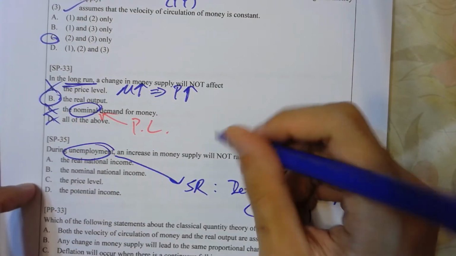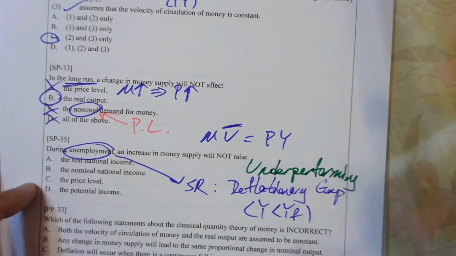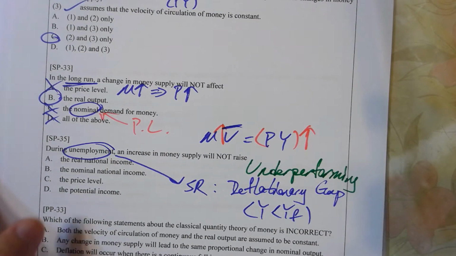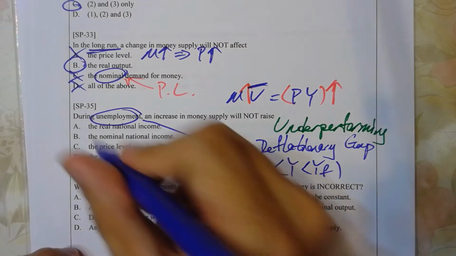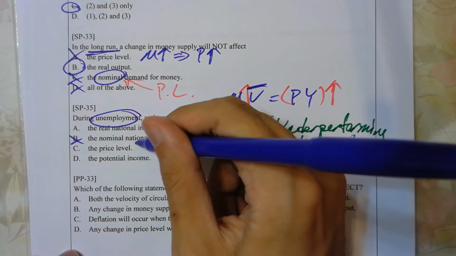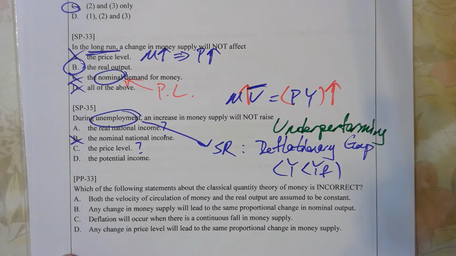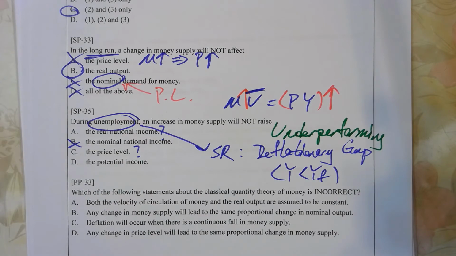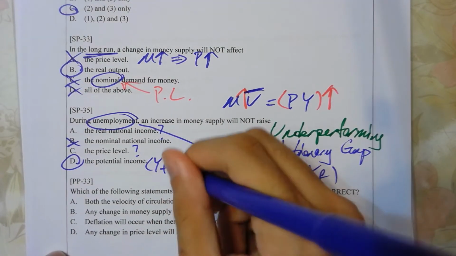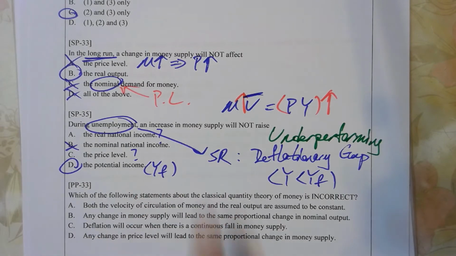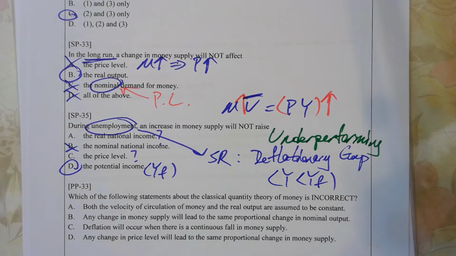Short run. Let's use QTM. MV equals PY. V is constant. Therefore, increase in money supply should together make PY increase. Therefore, nominal national income must increase. Now, what about real national income and price level? In fact, using QTM, we do not quite know. There may be situations when this is right and that is right, but we are not sure when. So the answer is actually D, potential income, or using our ADAS term, YF. Because YF can only be affected through LRAS, not AD. So D, potential income will not be raised. Alright, now, next one.